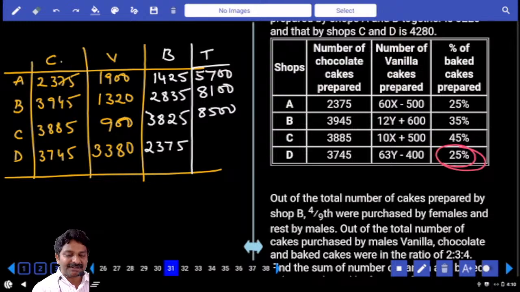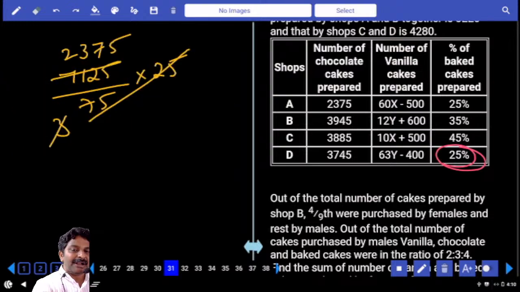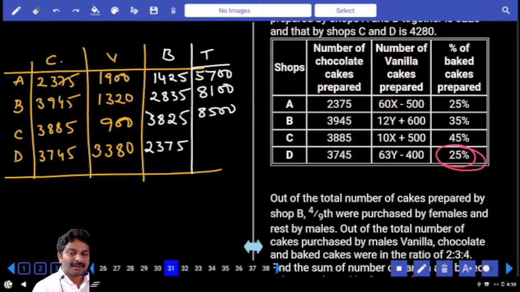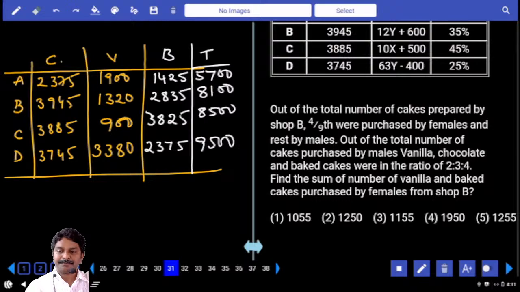To get 100%, we need to multiply this number by 4 only. Treat the entire number as 2400 minus 25. Now taking 4 times of it, which is 9600 minus 100, 9500 only. Total value is 9,500. Now the data is available. If you can start now, you can answer.